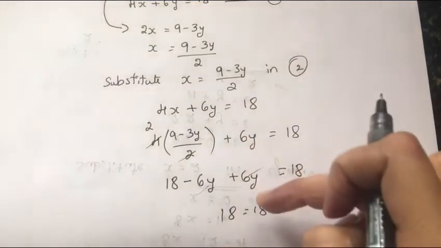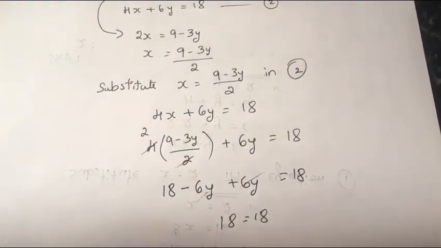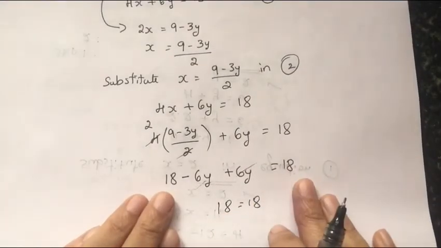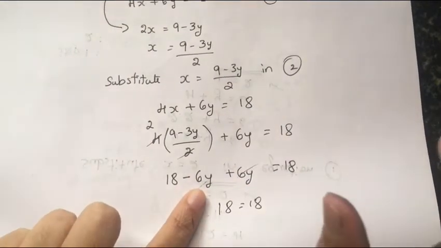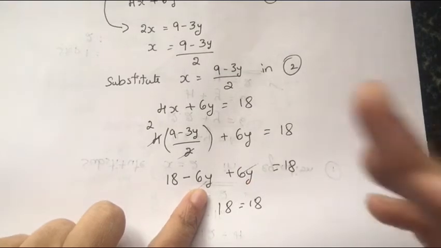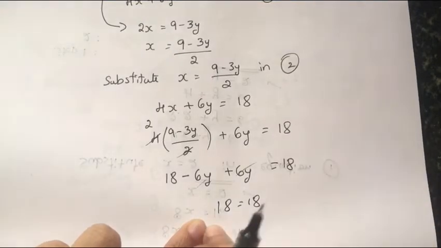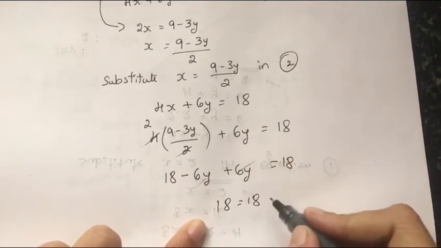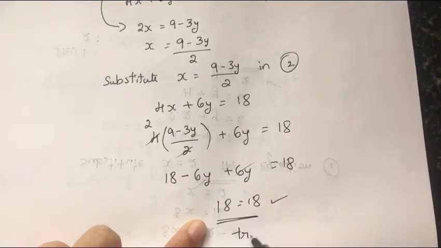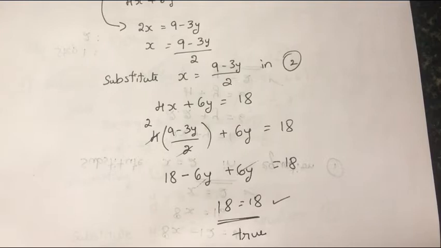Sometimes when you go for substitution method, you may come across this situation. In this case, you are getting left hand side equal to right hand side. So this statement is true for any value of y, irrespective of the value of y. I can give y equal to 0, 1, 2, whatever. This is such a situation where the two equations are the same.